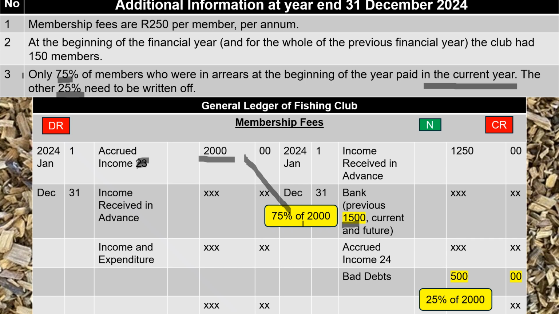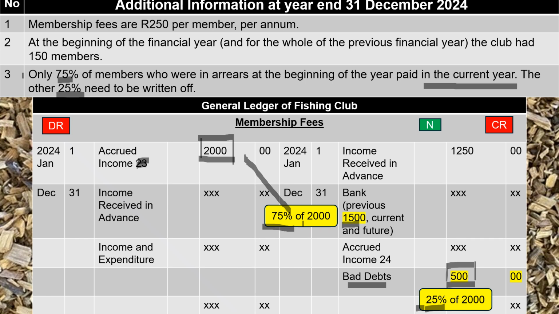So the 25% is bad debts. And that entry for bad debts is debit bad debts and credit membership fees. This is not an increase in income, but what's happening is this 2,000 Rand owing income at the end of last year is being dealt with. So what happened to the members that owed us at the end of last year? 75% paid us and 25% went bad.